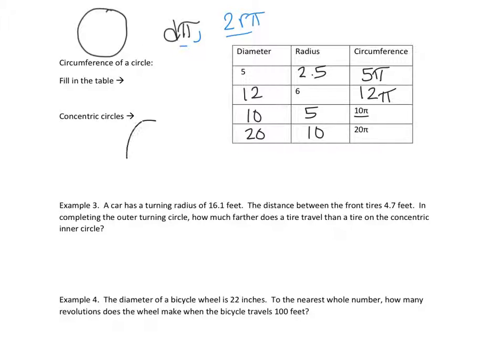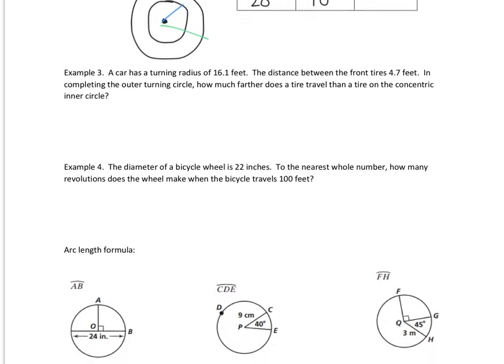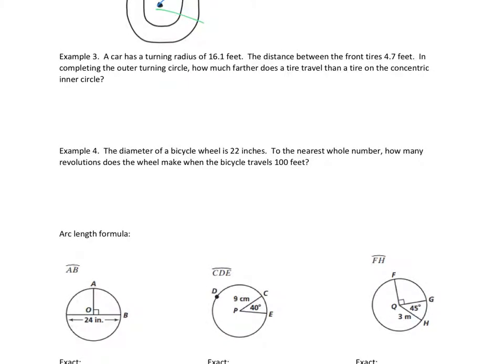Another definition is concentric circles. So concentric circles have the same center. These are concentric circles. Alright, then a couple word problems here. A car has a turning radius of 16.1 feet. The distance between the front tires is 4.7 feet. In completing the outer turning circle, how much farther does a tire travel than a tire on the concentric inner circle? So we're talking about concentric circles.